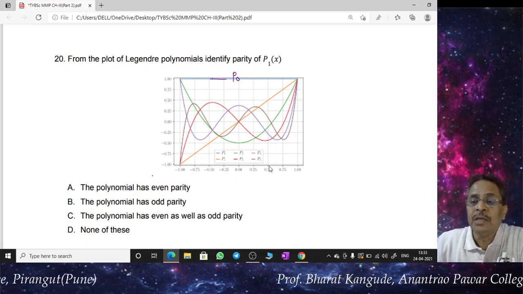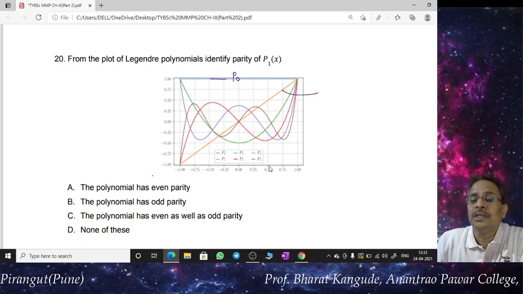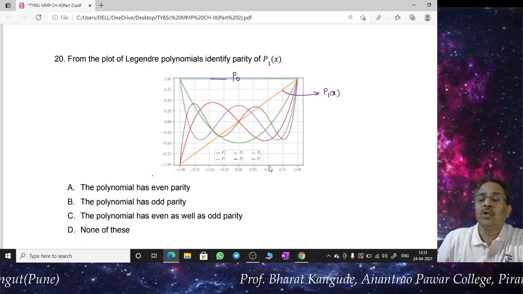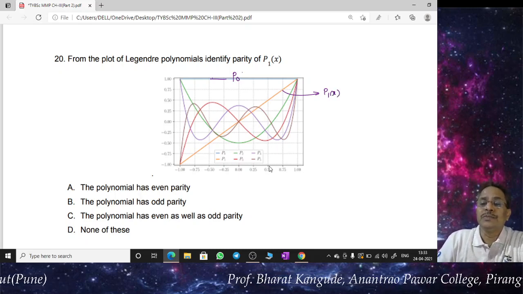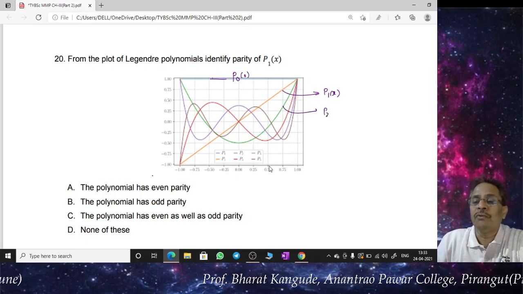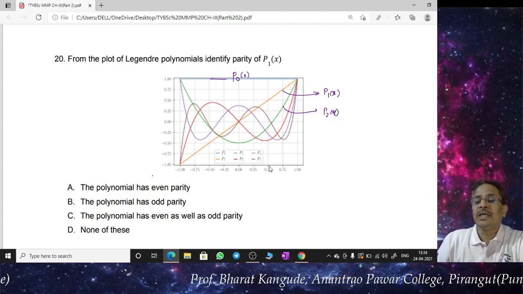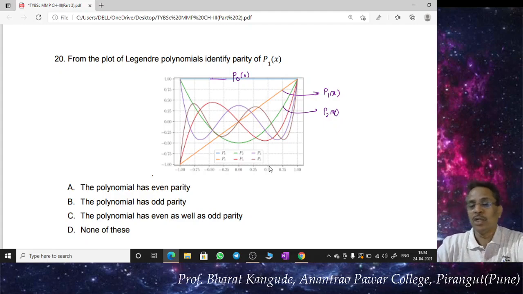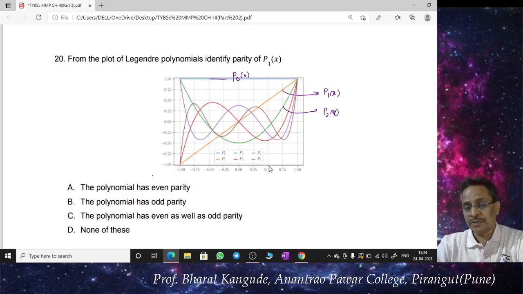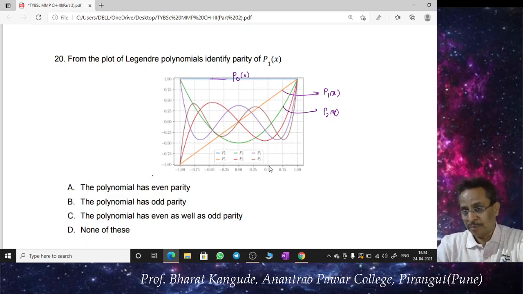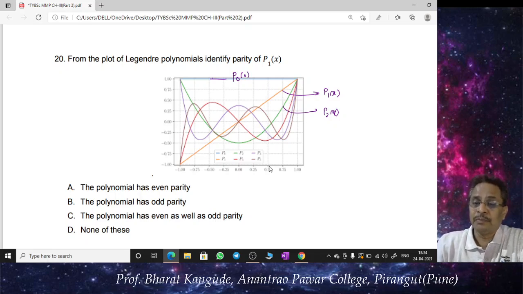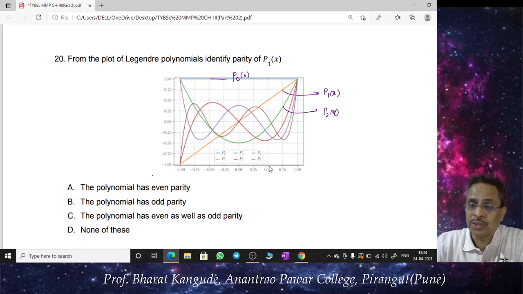On the other hand, this orange one is nothing but my P1 of x, the Legendre polynomial of degree L equal to 1. Then this green is P2 of x, and so on. So thus we can identify different Legendre polynomials on this graph. That means if plotted, I will get these types of different curves. So P0 of x is a straight line parallel to the x-axis. P1 of x is the line passing through the origin.